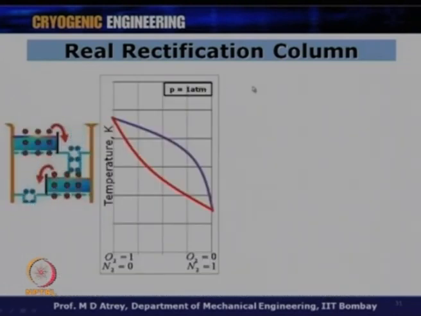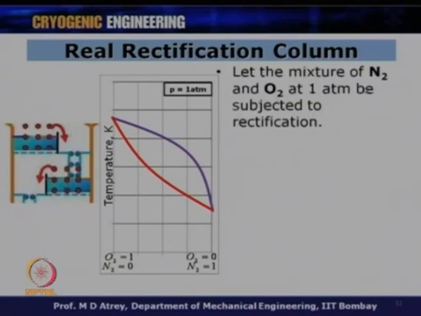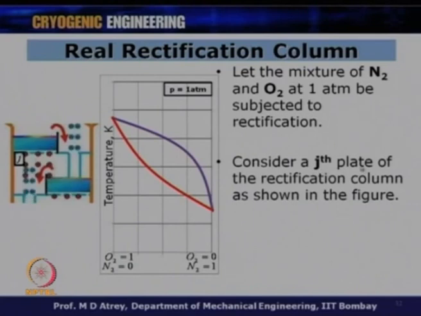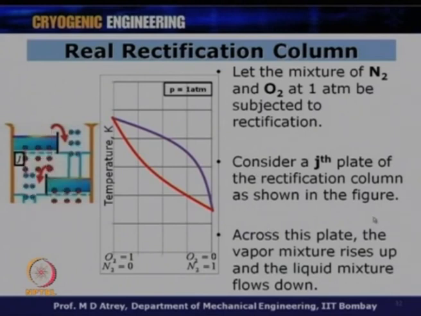So, for the real rectification column, let us see what happens on one plate, and let us see where the inefficiency comes into the picture. Let a mixture of nitrogen and oxygen at 1 atmosphere be subjected to rectification. Consider a jth plate, which is, let us say, this plate of the rectification column as shown in the figure. Across this plate, the vapor mixture rises and the liquid mixture flows down. All right, the vapor mixture is going up, the liquid is cooled down.